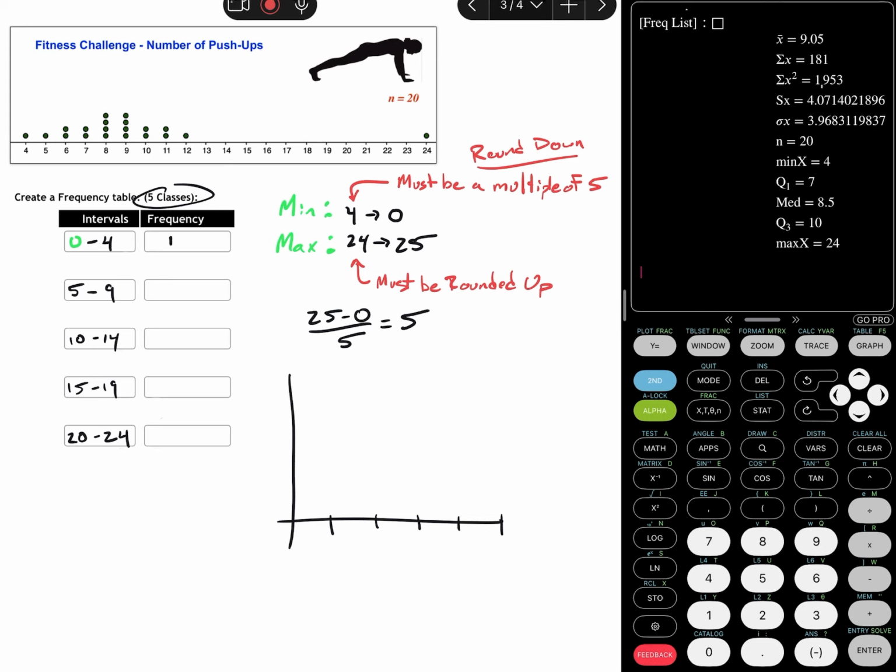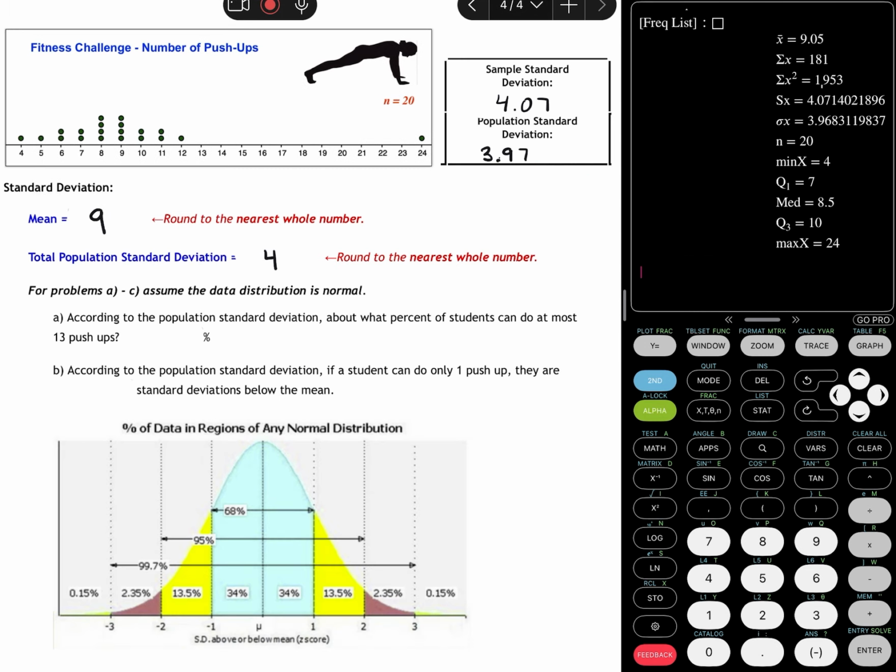From 0 to 4, there is only 1. From 5 to 9, 1, 2, 3, 4, 5, 6, 7, 8, 9, 10, 11, 12, 13. And then in 10 to 14, there's 1, 2, 3, 4, 5. There's none in 15 to 19, and only 1 in 20 to 24. And then, you're not asked to make a histogram, but just to quickly show you, this would be a height of 13 for this. Then you have 1, which is just like right here. And then you have 5, you have 0, and then you have 1 again. So that's what that histogram would look like if you were to have to draw it out. And so again, you can see that it is skewed off to the right.